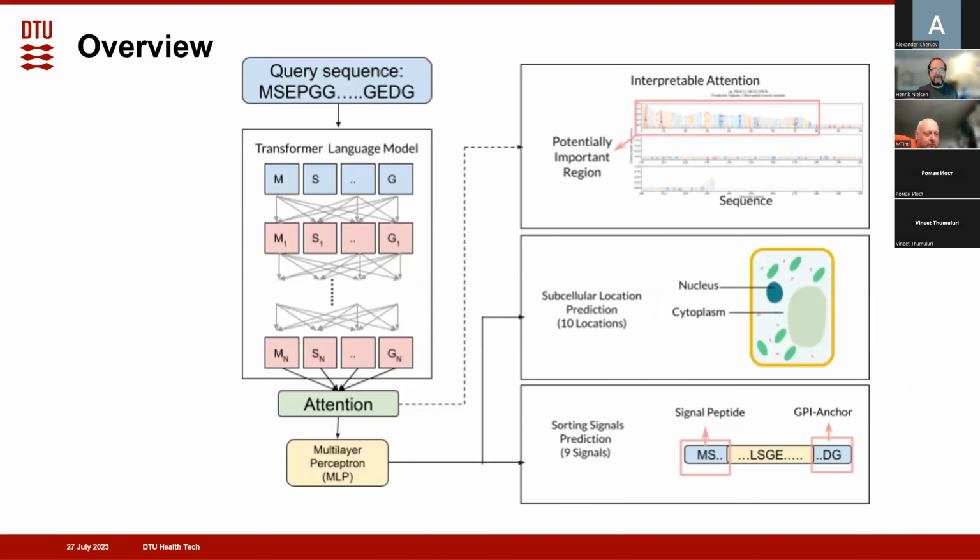Now, the overview, this is also the graphical abstract of the paper. So we have a query sequence. It's processed by a transformer language model that makes each position in the sequence into a high-dimensional vector. This is processed by an attention layer and a multi-layer perceptron that makes two predictions. One is for subcellular location, 10 different locations, and I'll return to what exactly those 10 locations are. And also sorting signals prediction. We predict the presence or absence of 9 different sorting signals. For instance, signal peptides or GPI anchors.